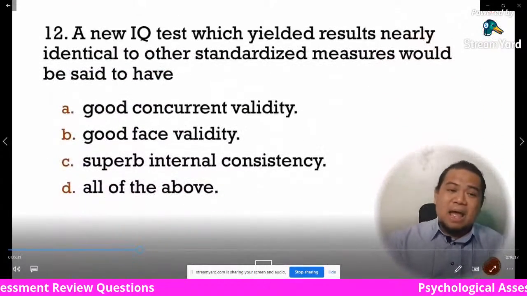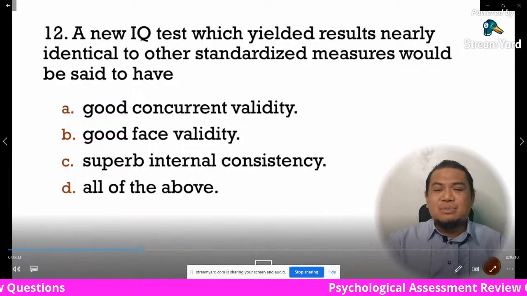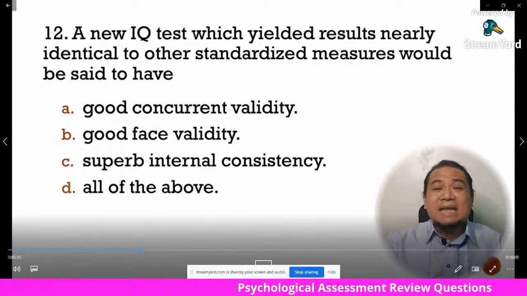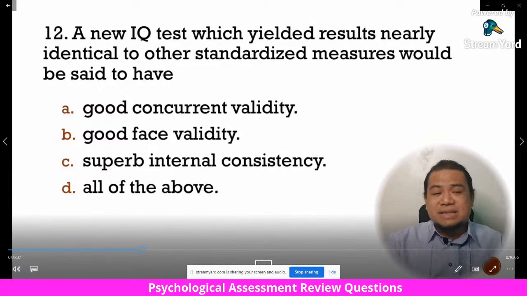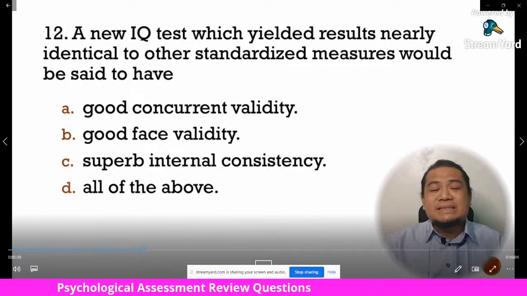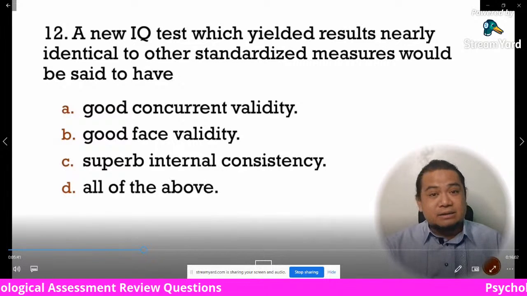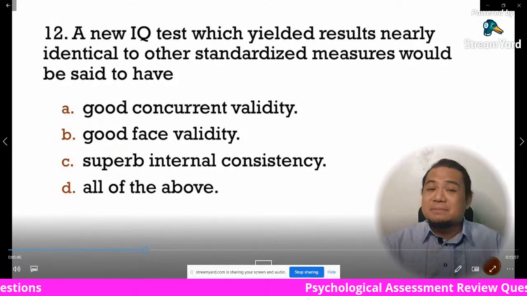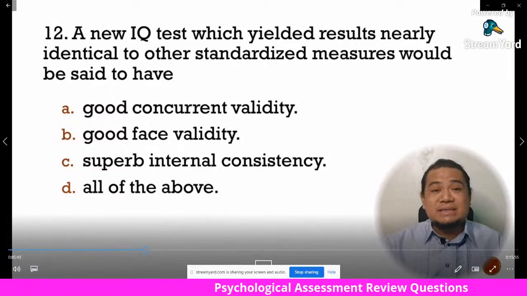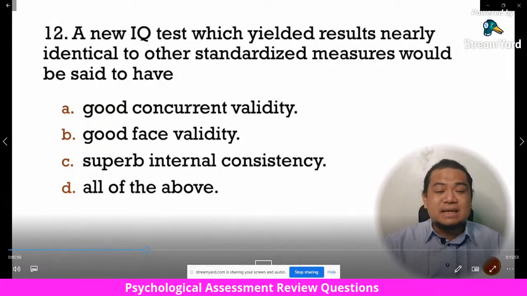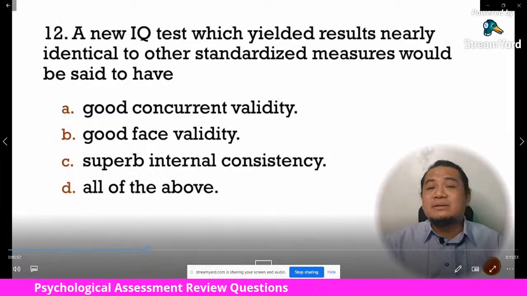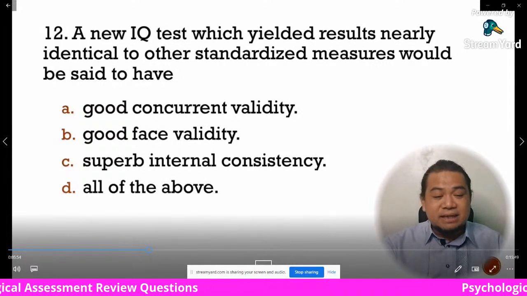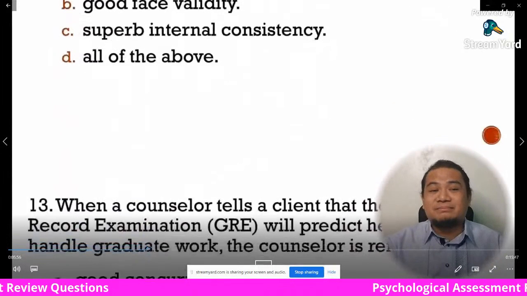Number 12, a new IQ test which yielded results nearly identical to other standardized measures would be said to have letter A, good concurrent validity. Letter B, good face validity. Letter C, superb internal consistency. Or letter D, all of the above.